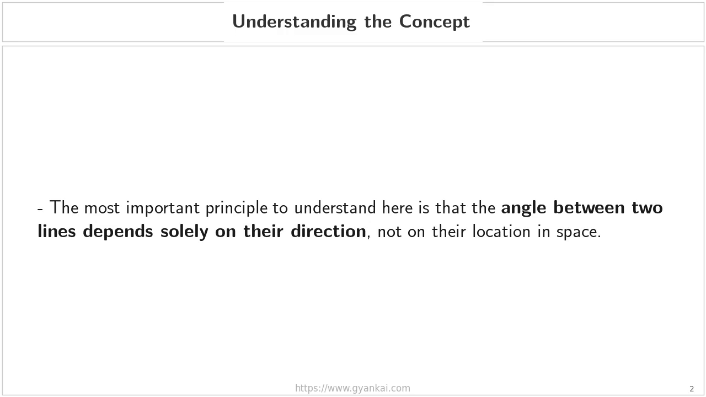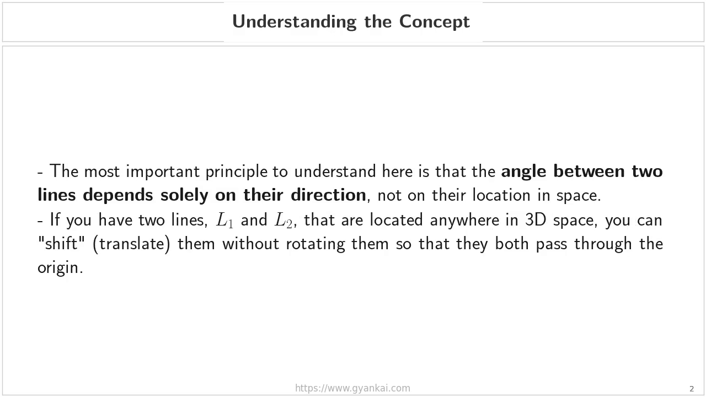Understanding the concept. The most important principle to grasp here is that the angle between two lines depends solely on their direction, not on their location in space. In other words, where the lines are sitting in the coordinate system doesn't change the tilt or the orientation of the lines themselves. Think about it this way.